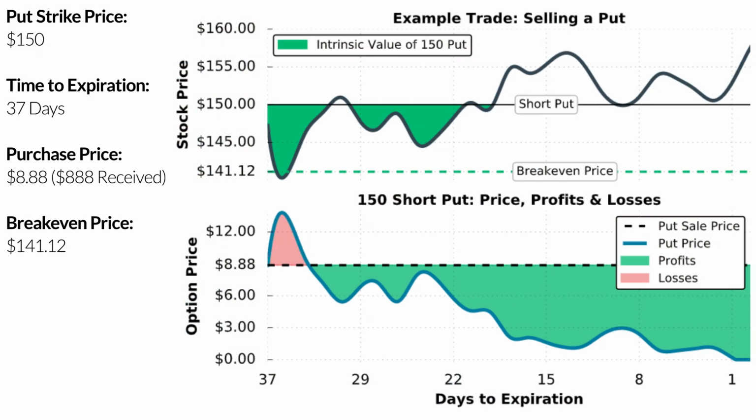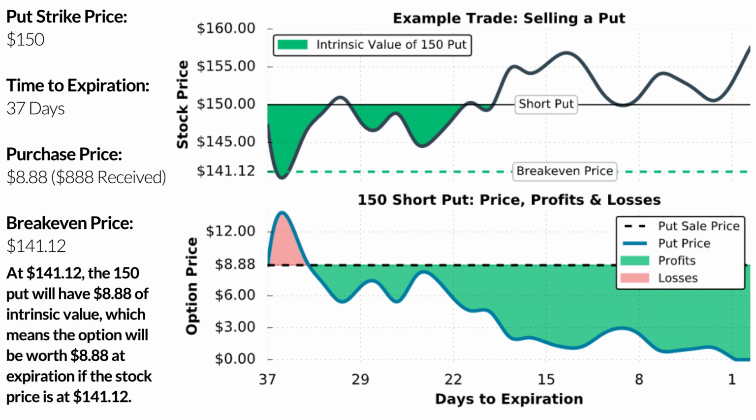In this example, a trader shorts a put option with a strike price of $150 and 37 days to expiration for $8.88. This means the trader's break-even price is the short put's strike price of $150 less the $8.88 premium received, which comes out to $141.12. If the stock price is above $141.12 at expiration, the 150 put will be worth less than the initial sale price of $8.88, which means the short put trader will profit.